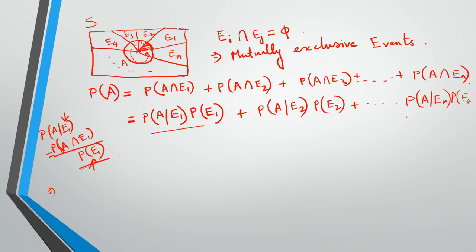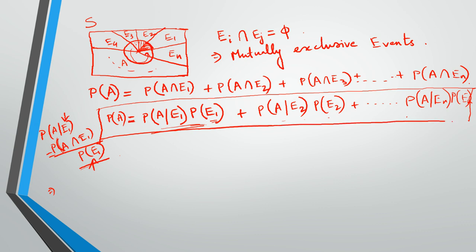So this entire addition is P of A. The entire probability of A we are writing in terms of A given E1 and event E1, A given E2 and E2, right? Which we just derived from the basic sense of total probability, but this is formally known as the theorem of total probability.